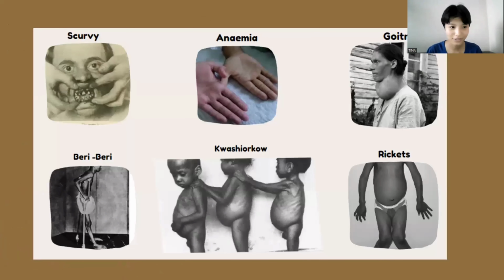And this is deficiency. If you don't eat enough nutrients or a balanced diet, you can get scurvy, anemia, thyroid disease, beriberi, kwashiorkor, and rickets. Scurvy is a deficiency of vitamin C. If you don't get enough vitamin C, you can get scurvy. Kwashiorkor is a deficiency of protein. And rickets, if you don't get enough calcium, can be caused by rickets disease.